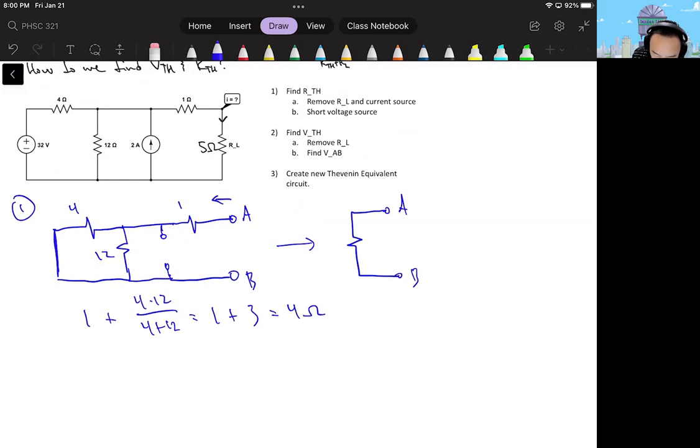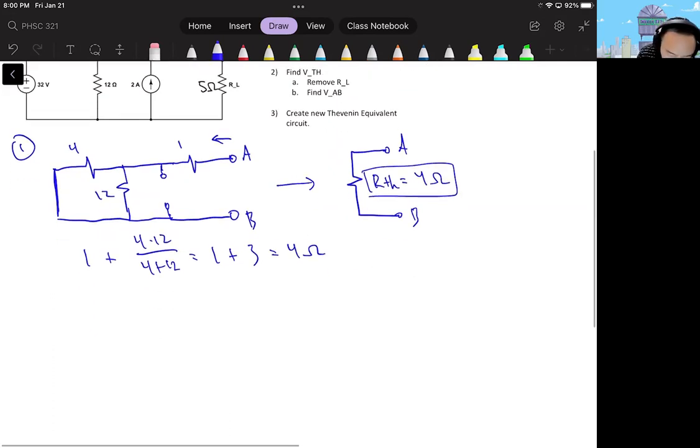So then what does this mean? RTH is equal to 4 ohms, like so. All right, so we did the first step here. Second step, find VTH. Again, feel free to pause the video here, and then you can continue working on it from here.